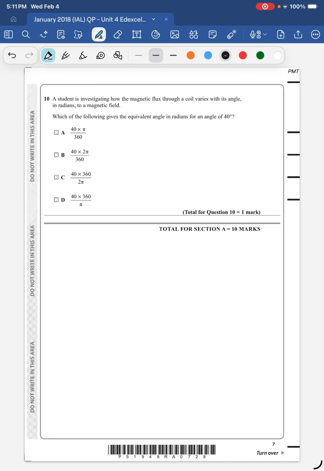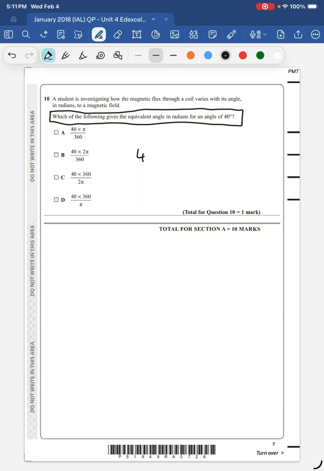Question 10. A student is investigating how the magnetic flux through a coil varies with its angle in radians to a magnetic field. Which of the following gives the equivalent angle in radians for an angle of 40 degrees? Oh, the actual question is this one. I don't know why they mentioned the first part. So, which of the following gives the equivalent angle in radians for an angle of 40 degrees?